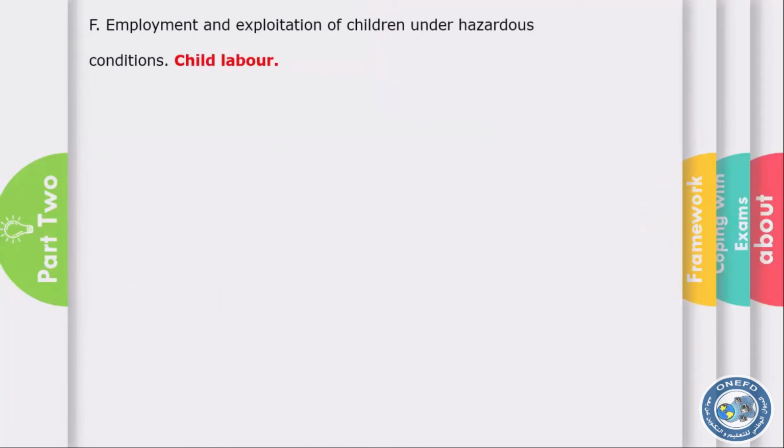Next, employment and exploitation of children under hazardous conditions, we call it child labor. Employment means to employ, to give someone a job, and in this case we are giving children jobs, but these children are working under hazardous conditions. We call this child labor.